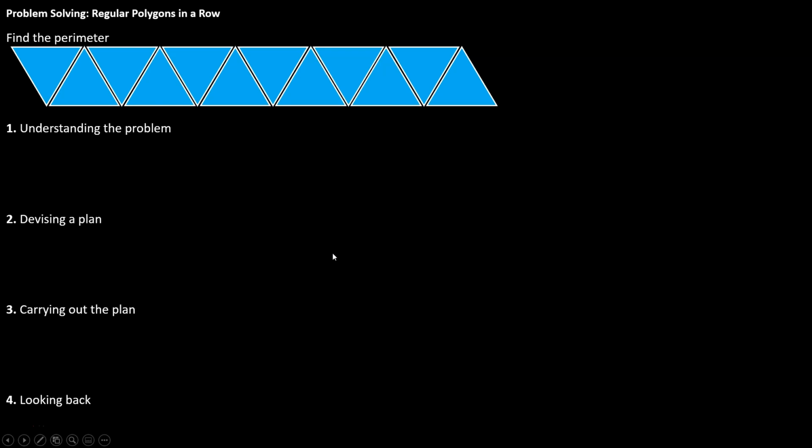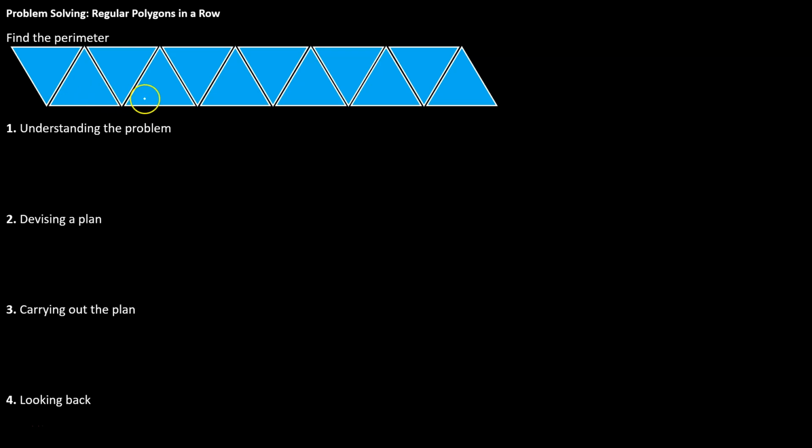It's possible that you can solve this problem with other strategies, but we're just going to demo how to use that strategy by solving this problem. So starting off, step 1, understanding the problem. The directions here are pretty brief. It says find the perimeter, and we can see that we have multiple triangles stacked together, and we're asked to find the perimeter of this overall structure.